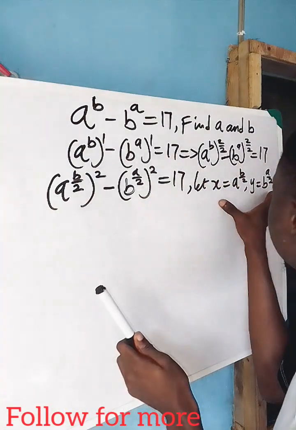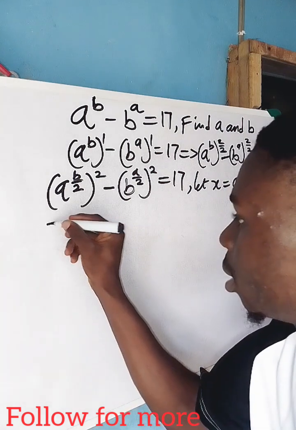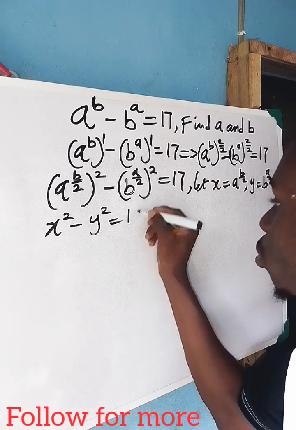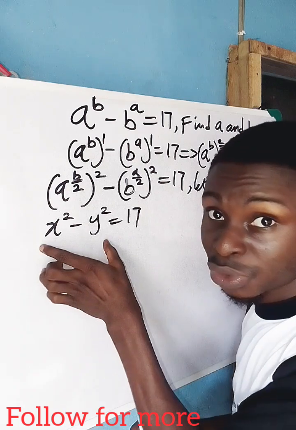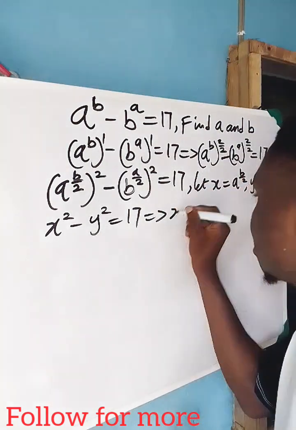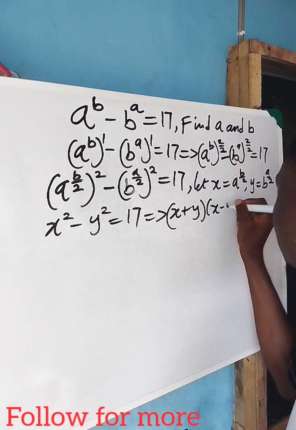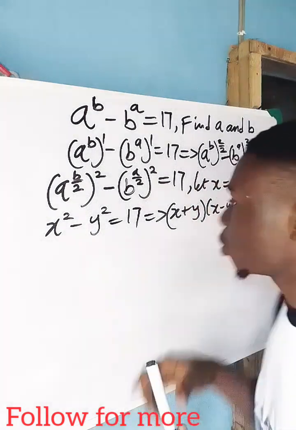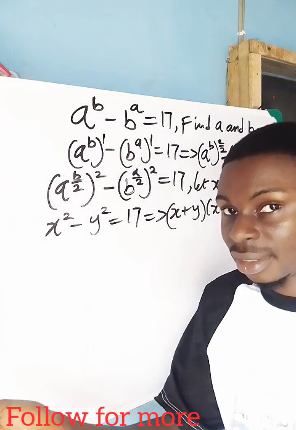So if you fix in these variables inside here, this now becomes x squared minus y squared is equal to 17, right? Now we all know that when you have something like this, this is a difference of 2 squares, and it can be expressed as x plus y multiplied by x minus y is equal to 17. Alright, so we are going to write 17 as 1 times 17.